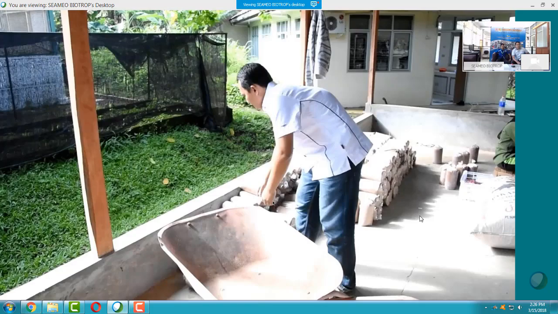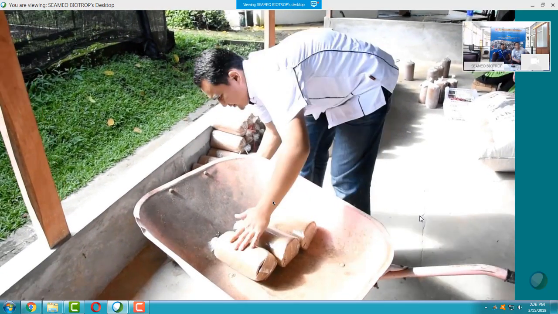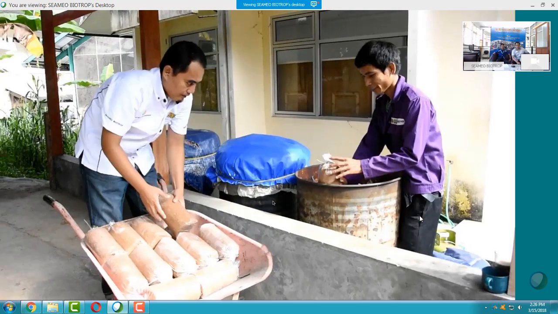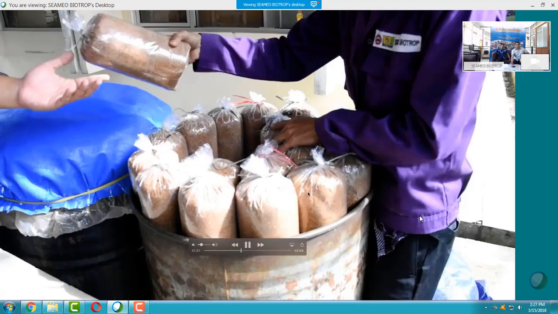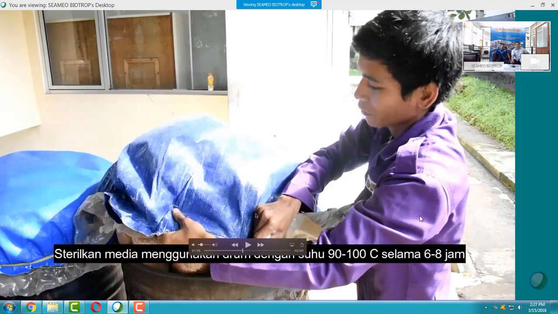Okay, after you have filled the plastic bag, the next step is the sterilization process. For sterilization, we use this kind of method. We prepare a drum separated into 2 compartments, an upper and a lower compartment. The upper one we fill with the baglogs that we have created, and in the lower part we put water. So it's like steaming the baglogs.